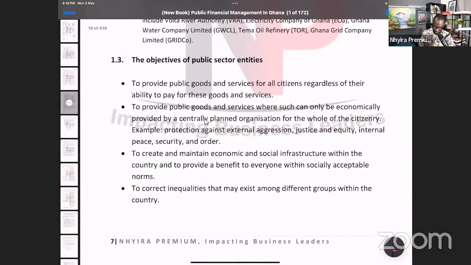And that is here on page 7, objectives of public sector entities. So the public sector entities exist for a number of things. One, to provide goods and services to all citizens. Most importantly, regardless of the ability to pay. It is what it is. Regardless of the ability to pay. So irrespective of the ability to pay, we provide them with goods and services.